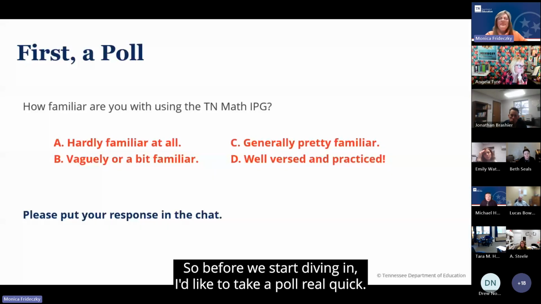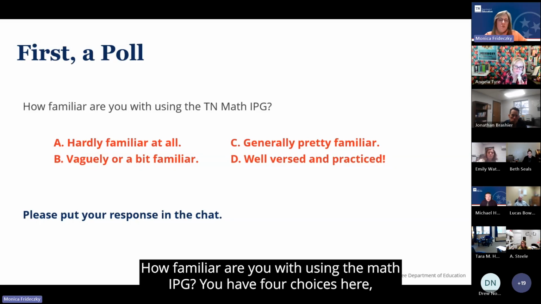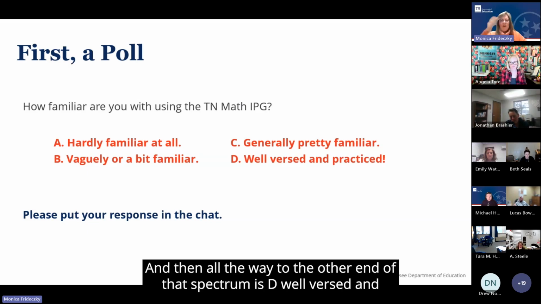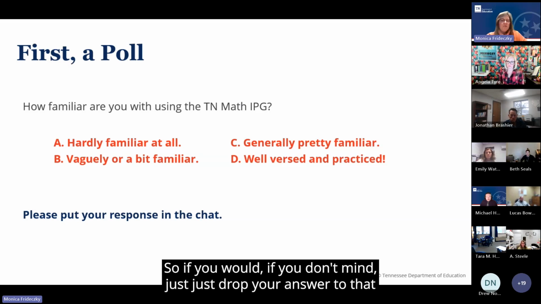So before we start diving in, I'd like to take a poll real quick. How familiar are you with using the Math IPG? You have 4 choices here, A, B, C, and D. So A would be hardly familiar at all. And then all the way to the other end of that spectrum is D, well-versed and practiced. So if you don't mind, just drop your answer to that question.